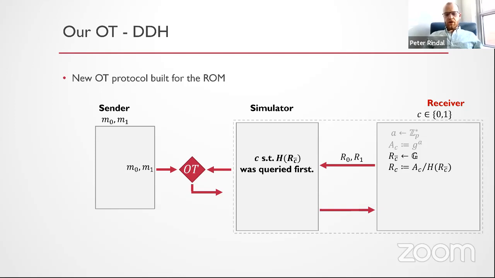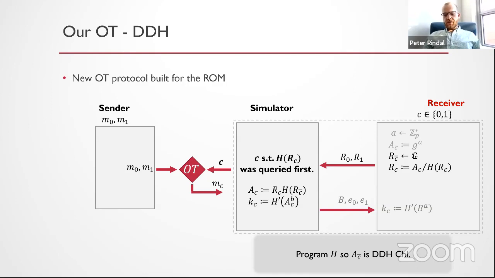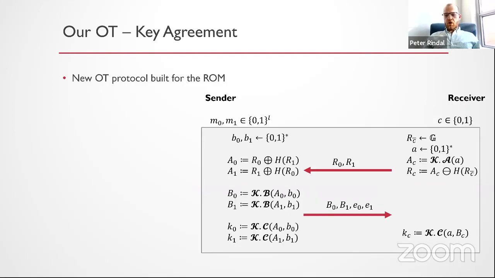And you can formally show that they have to query this first R_C-not before R_C. And then we can simply complete the protocol as before. So that's the intuition. Additionally, we have to program in the DDH challenge, but I'll omit that for now. Up to this point, I described the protocol in terms of DDH, but we actually don't use any special DDH assumptions.